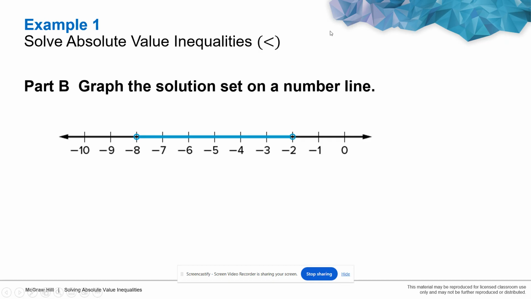So example 1 really shows us that if it's an absolute value inequality containing a less than symbol, and it could also be less than or equal to, they end up graphing like "and" inequalities towards each other, okay?